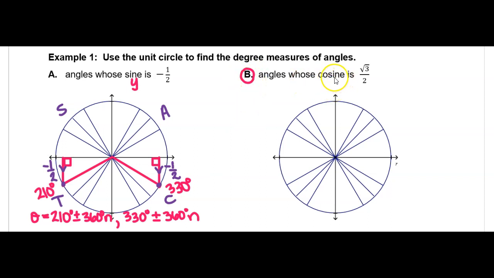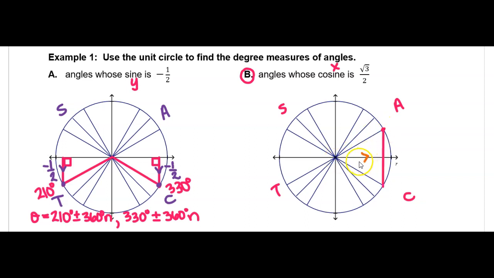Well, let's think about it. Cosine is our x. So where is x positive? X is going to be positive in quadrant 1. So let's write out our All Students Take Calculus. We can see that cosine is going to be positive in quadrant 1 where everything is positive. It is also going to be positive in quadrant 4. So we want our x value to be the square root of 3/2. That'll be this location right here.